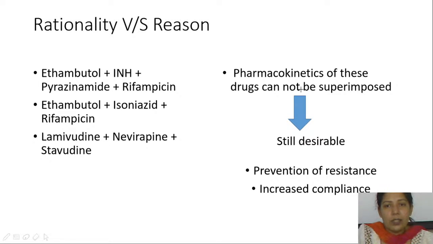Then there is another condition where rationality is compared with reason. Like I mentioned, anti-tuberculars and anti-HIV drugs. I've taken two examples. Tuberculosis combination for anti-tubercular drugs like ethambutol, isoniazid, pyrazinamide, rifampicin. Isoniazid is H, rifampicin is R, pyrazinamide is Z, ethambutol is E. So this combination has HRZE, which is the first line treatment for susceptible pulmonary tuberculosis.